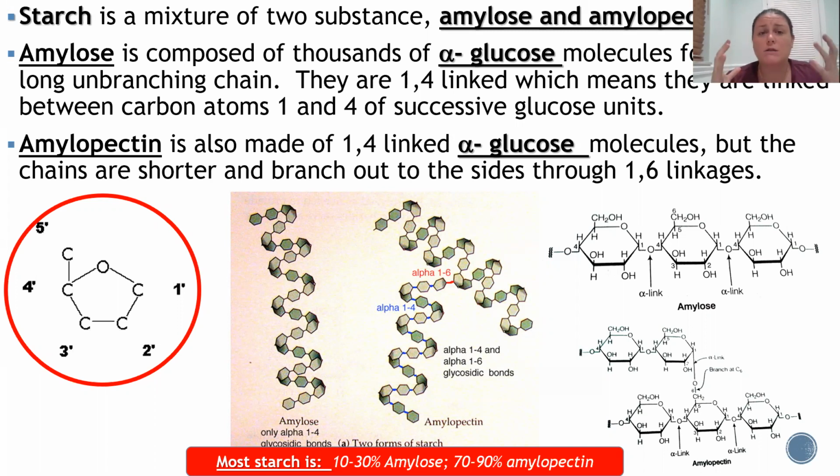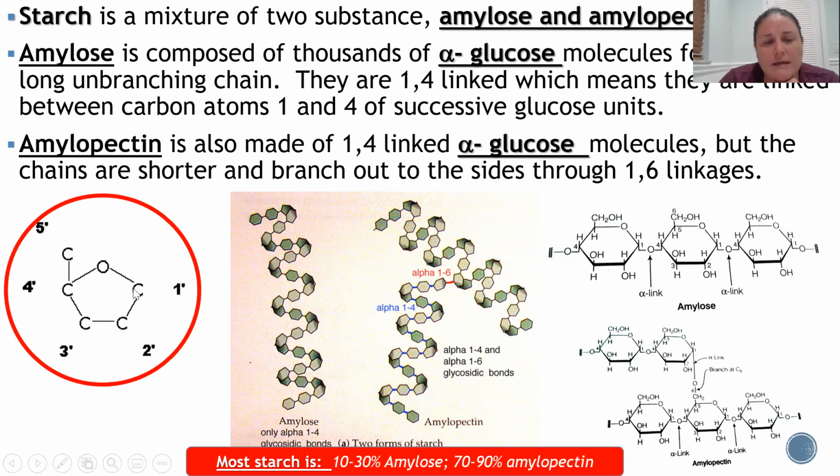And so starch, like I said, is a mixture of amylose and amylopectin. Both amylose and amylopectin are made out of alpha glucose molecules. Now, sometimes you'll see it written that they're made out of 1,4 linked alpha glucose molecules. If you see that, all that has to do with is the number of the carbons.